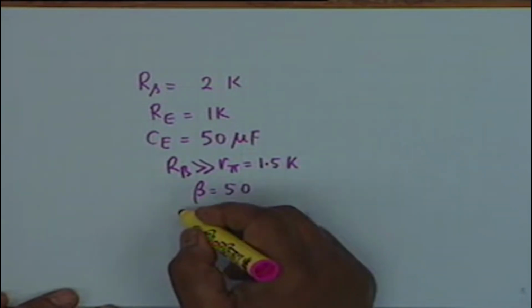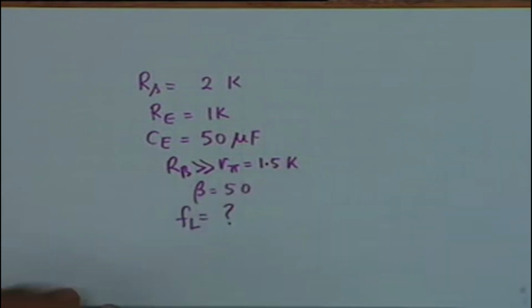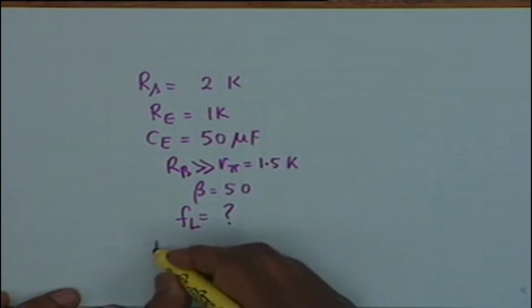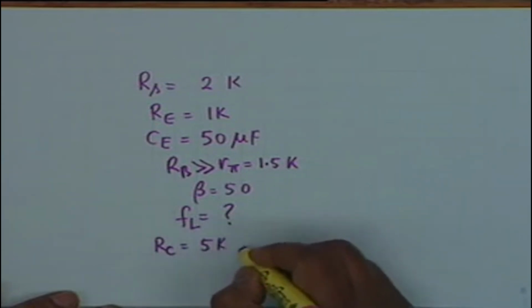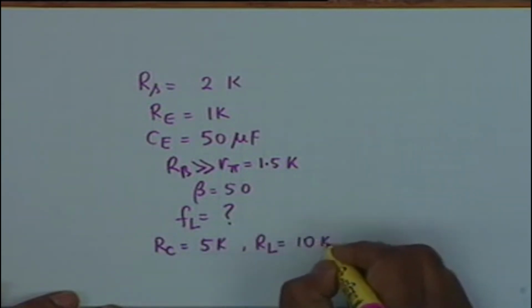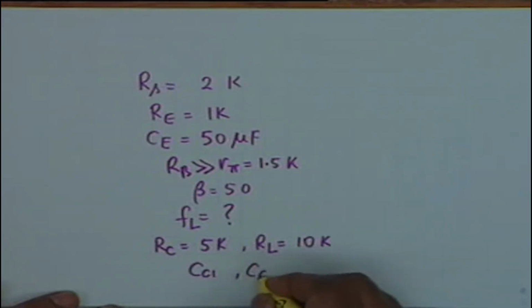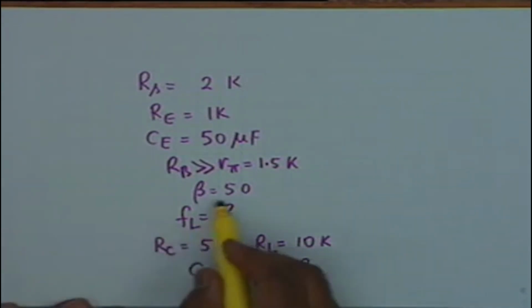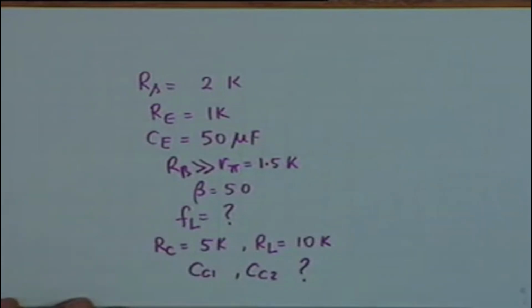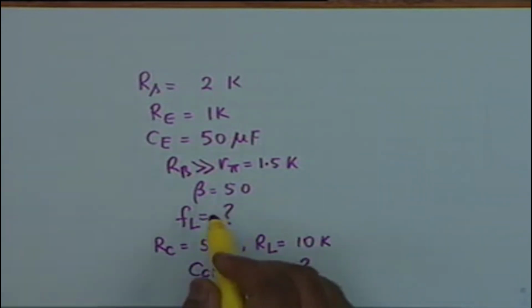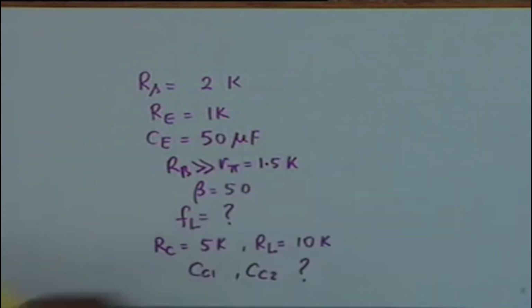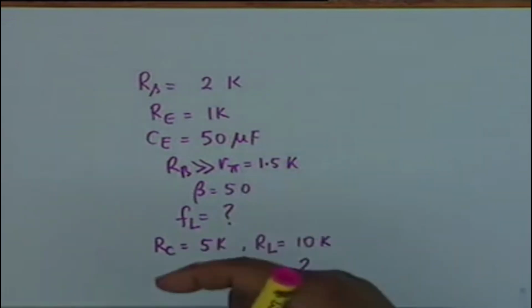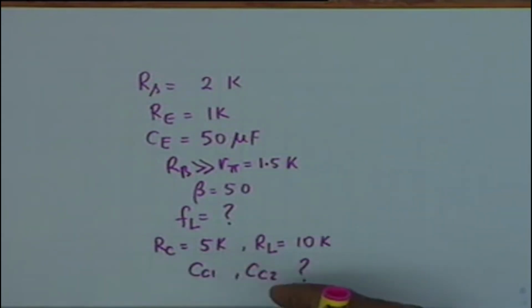And the question is, estimate FL, what is the low frequency 3 dB point, and if Rc is equal to 5K, RL equal to 10K, then what should be Cc1 and Cc2? You understand the question? This is what is given, this is the data that is given. What is the low frequency 3 dB point? In other words, you are being asked to design a circuit in which the low frequency 3 dB point is predetermined by Ce, and then you are asked what should be your values of Cc1 and Cc2.